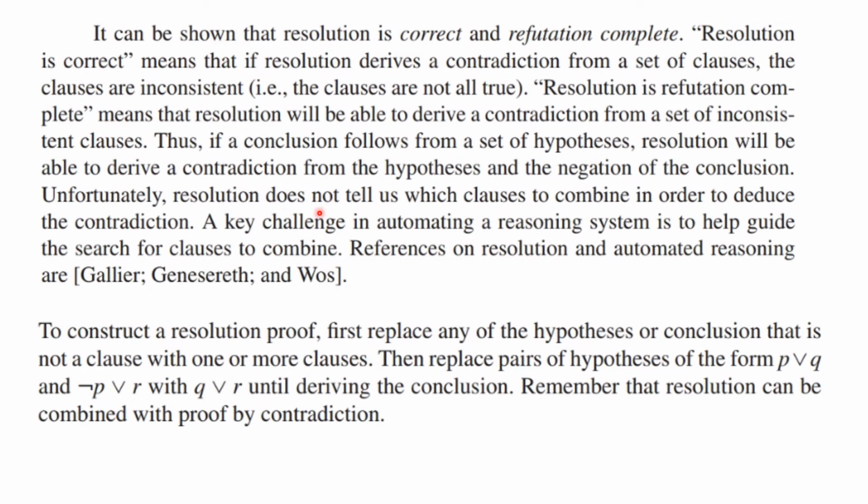Now, it can be shown that resolution is correct, and refutation complete. Resolution is correct means that if a resolution derives a contradiction from a set of clauses, the clauses are inconsistent. Resolution is refutation complete means that resolution will be able to derive a contradiction from a set of inconsistent clauses. Thus, if a conclusion follows from a set of hypotheses, resolution will be able to derive a contradiction.